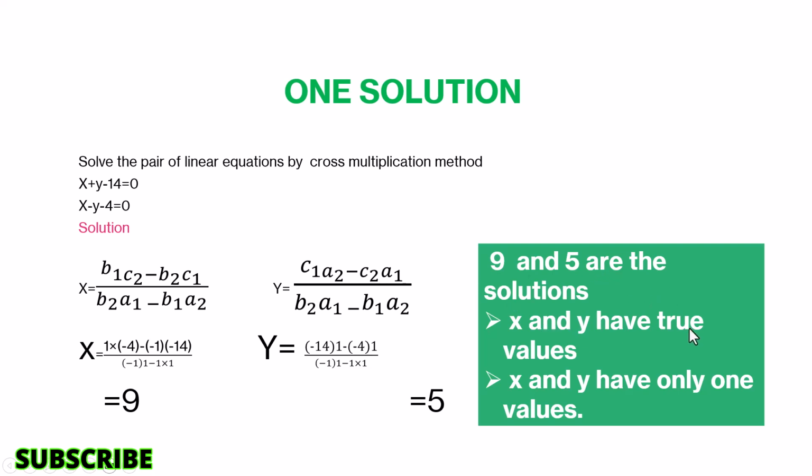In one solution, x and y have only one value each. Substituting the coefficients, we get 9 and 5. This is the solution of the given pair of linear equations.